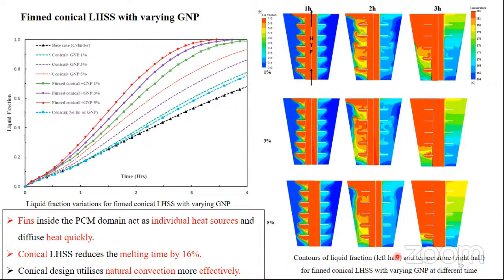So you can see that when we are having a conical type of latent heat energy storage system in comparison to that of the cylindrical one, the fins inside the PCM act as an individual heat source and diffuse heat quickly. Now, the conical latent heat energy storage system reduces the melting time by about 16%. The conical design utilizes natural convection more effectively as compared to its cylindrical counterpart.